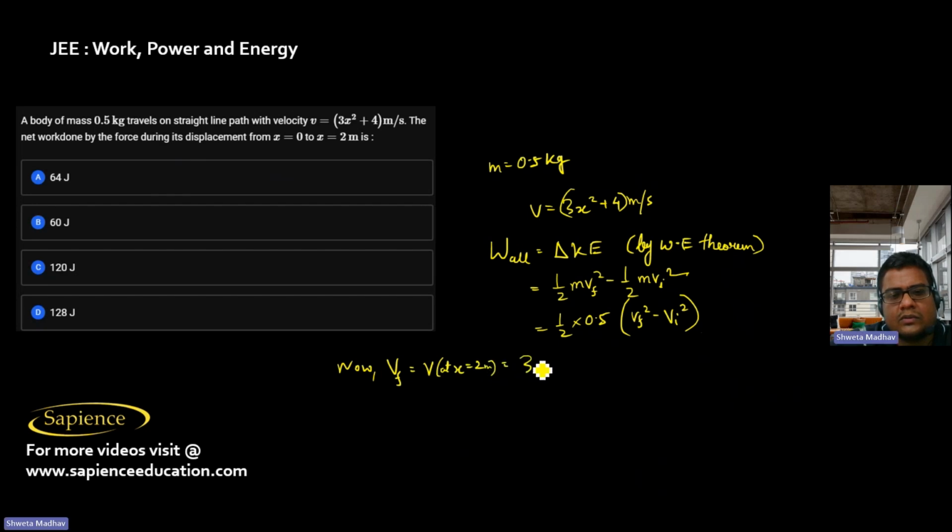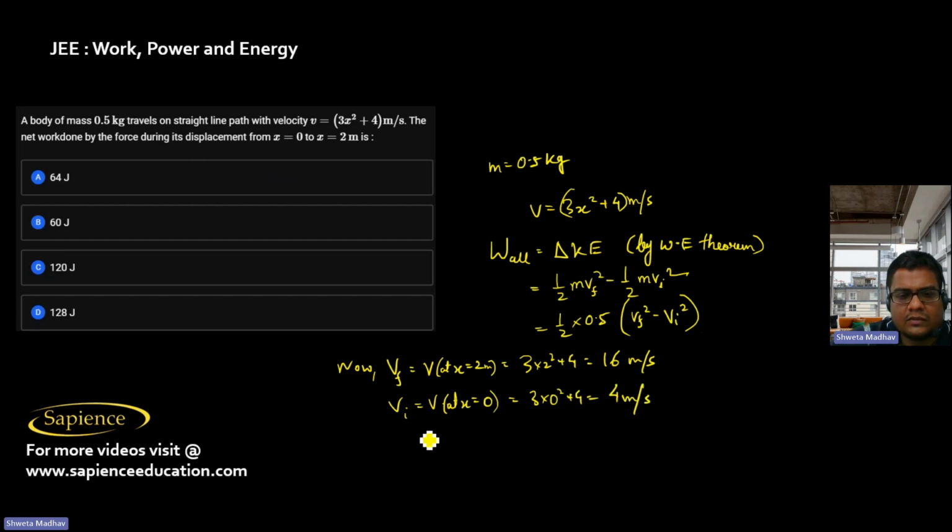So this will be 3 into 2 square plus 4, that is 3 4 are 12, 12 plus 4, 16 meter per second. And v initial will be equal to velocity at x equal to 0. So that will be 3 into 0 square plus 4, that is 4 meter per second. Therefore the work done by all the forces will be equal to half into 0.5, means half only, into 16 square minus 4 square.